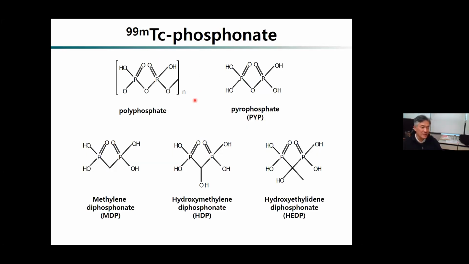Here you can see the technetium MDP structure, and HDP is a derivative of MDP. Mainly, the bone structure contains the pyrophosphate structure. That's why MDP is a mimic of pyrophosphate.